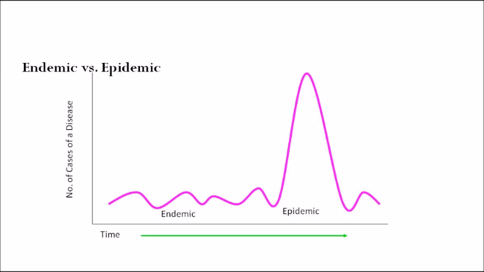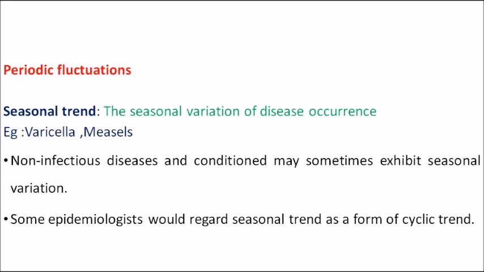Okay, now we are moving on to periodic fluctuations. It has two types, seasonal trend and cyclic trend. Seasonal trend means the variation of the disease occurs based on seasons. For example, varicella, that is chickenpox, and measles are most commonly seen in the summer season. Non-infectious diseases and conditions may sometimes also exhibit seasonal variations.